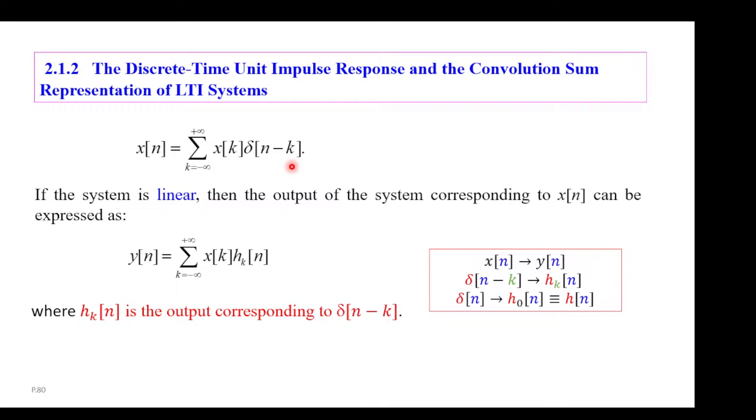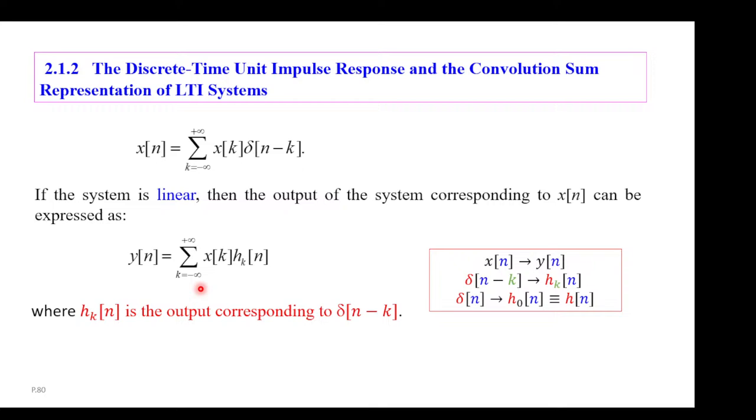Now we don't know what the response to delta of n minus k is, so we just say it's whatever it is. We say this is a linear system, and it has some response to those impulses, called h sub k of n. So h sub k of n is by definition the output corresponding to delta of n minus k. Here we use linearity to say that y of n can be expressed by those h sub k. So we already see that we have a lot of restriction on the system.